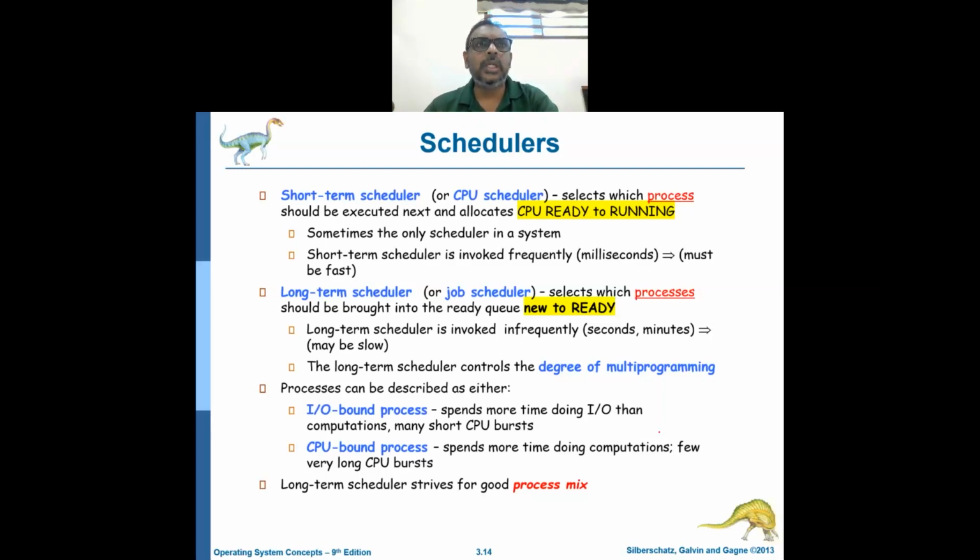Okay, so the long-term scheduler will choose processes or programs, either CPU bound or input output bound. So you choose.